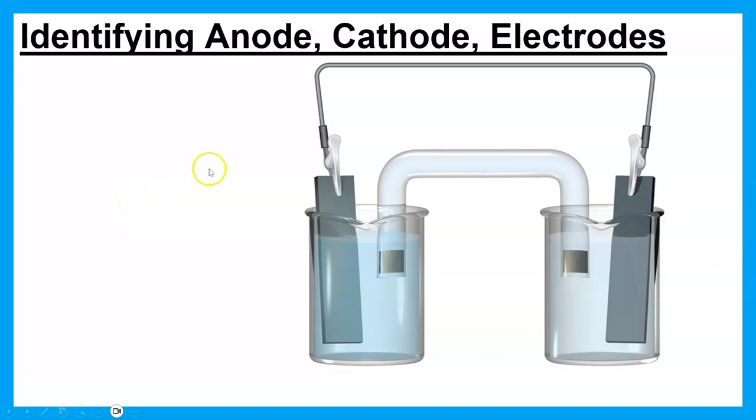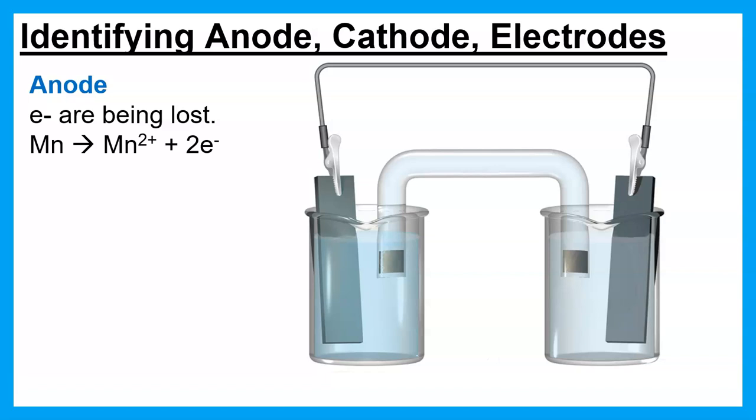We have two sides to a cell. We have an anode and a cathode. And the electrodes get stuck into each side, right? We have to figure out which side is the anode and which side is the cathode. Anode means electrons are being lost. From the previous slide, we saw that the manganese is going to be the one losing the electrons. Remember our little mnemonic here, right? LEO goes GER.